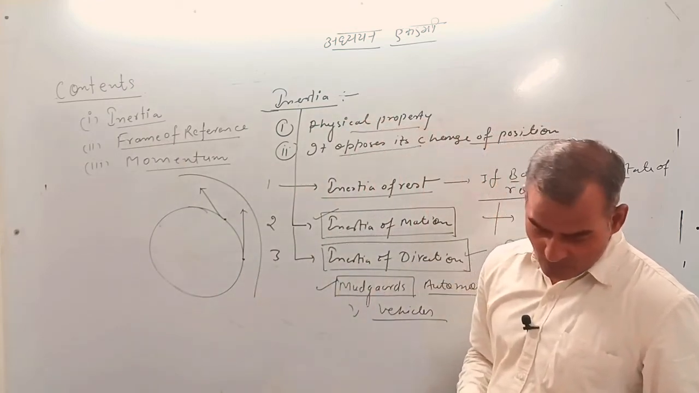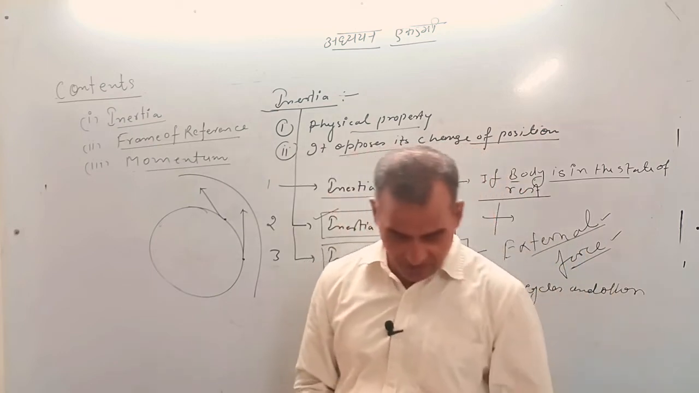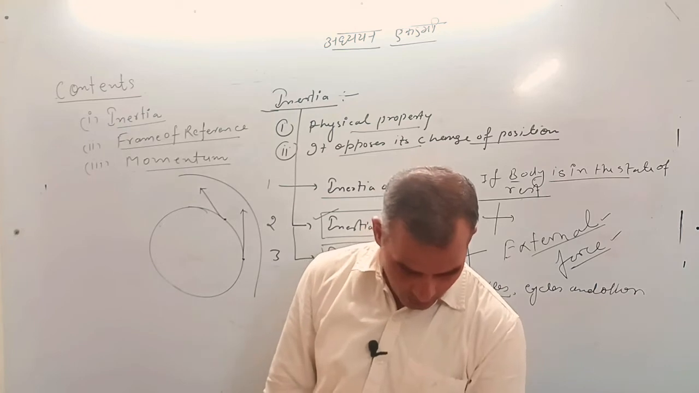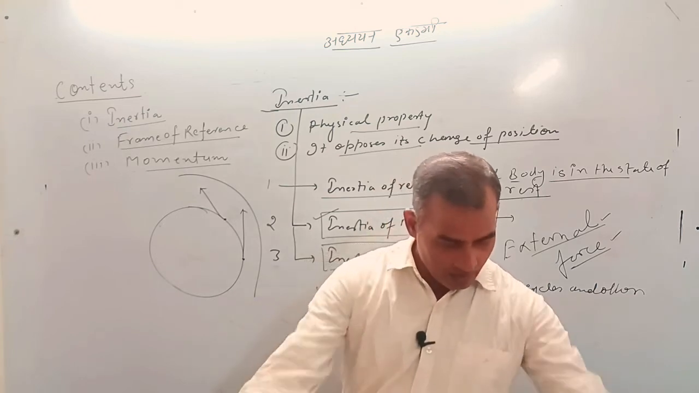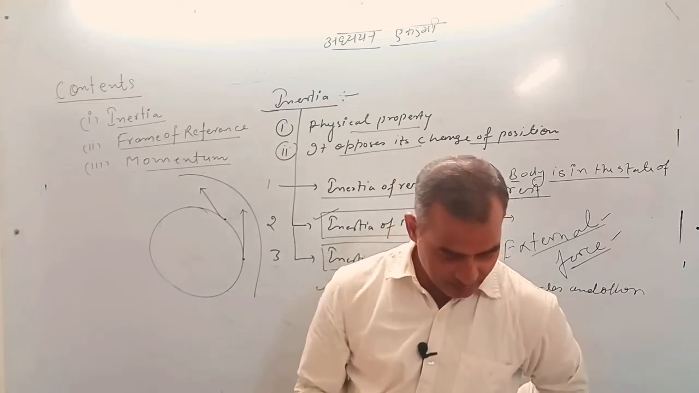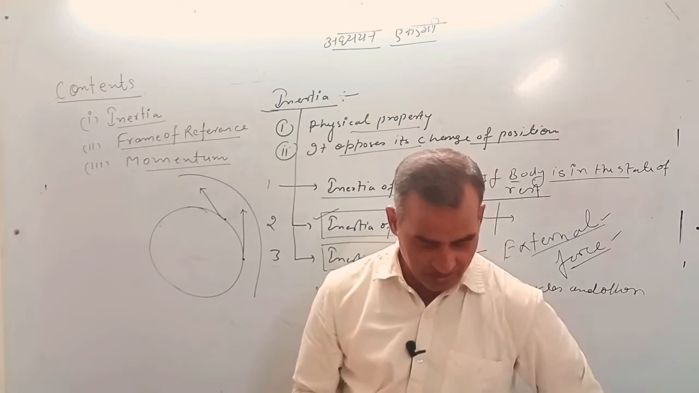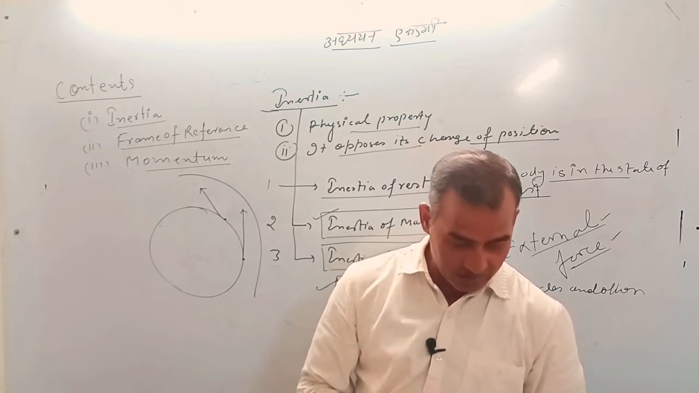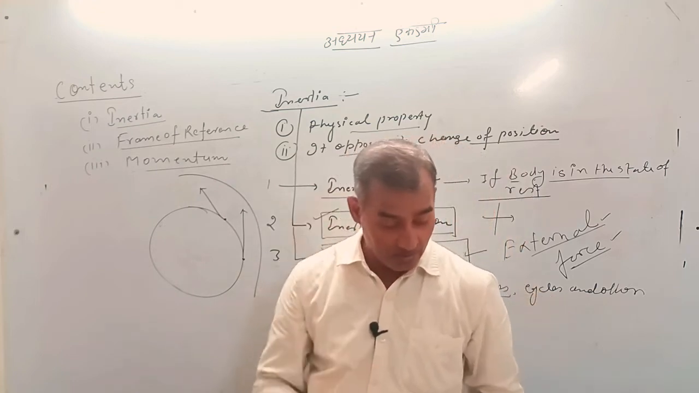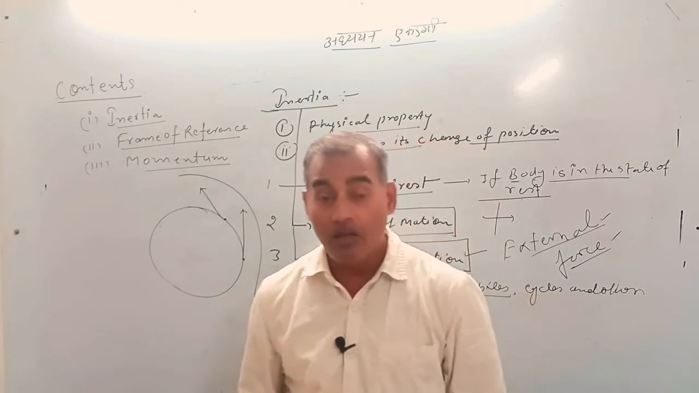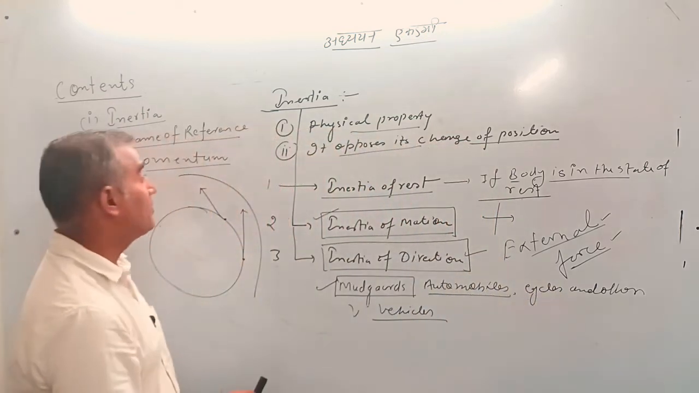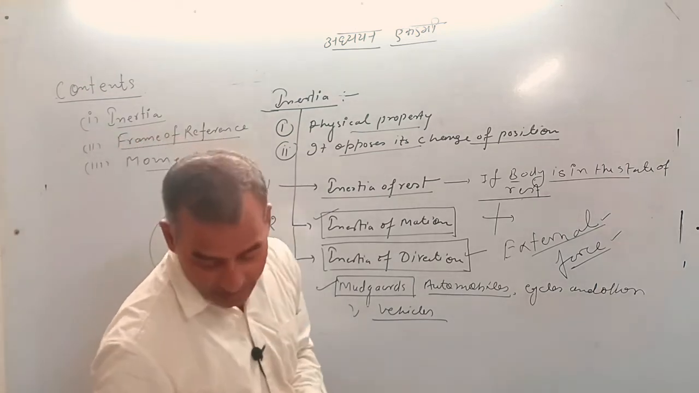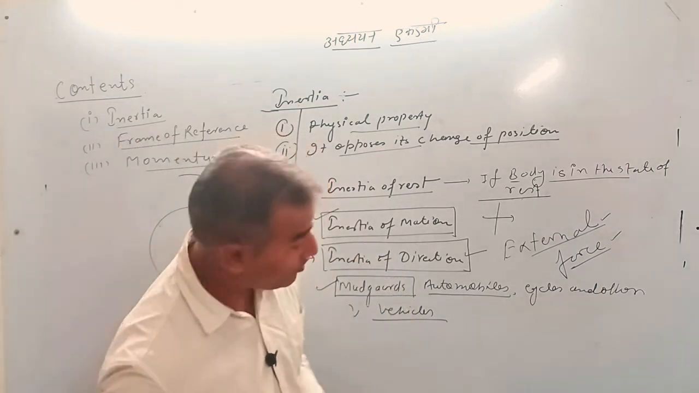So we have learned there are several examples of inertia: mud guards, the person sitting in a bus getting an outward jerk. All of the above are examples of inertia. Inertia is completed. Now we are going to explain momentum. What is momentum?